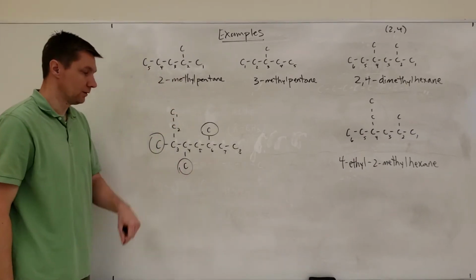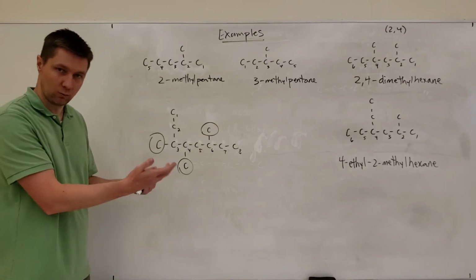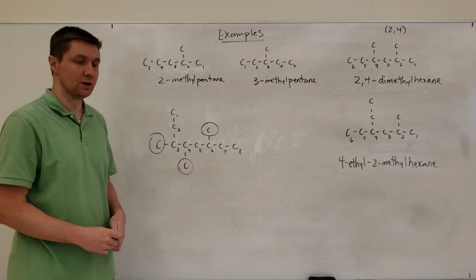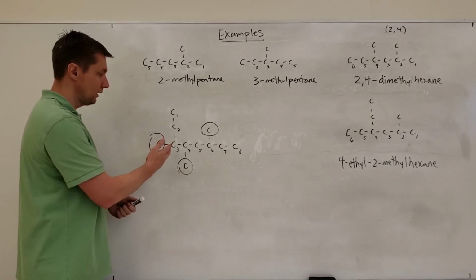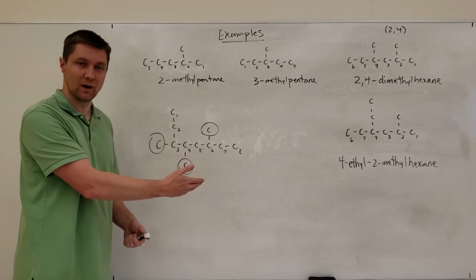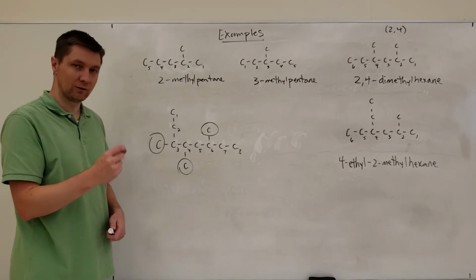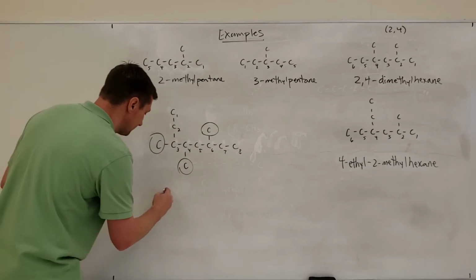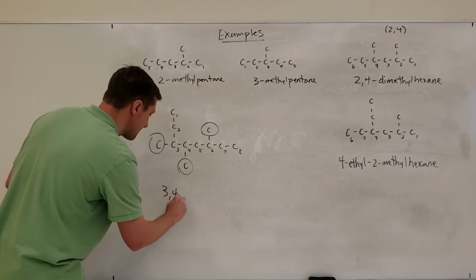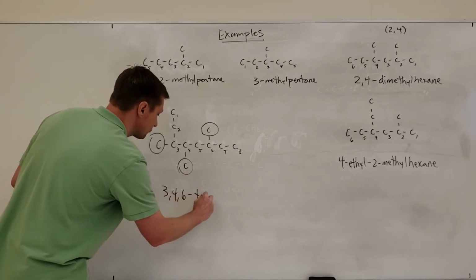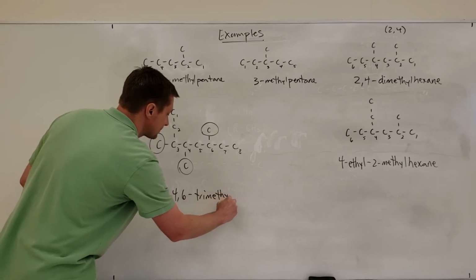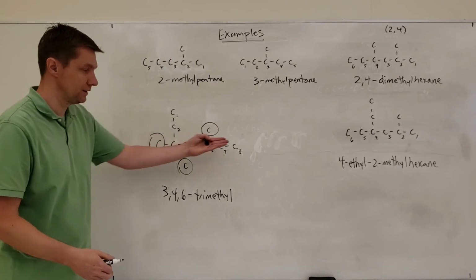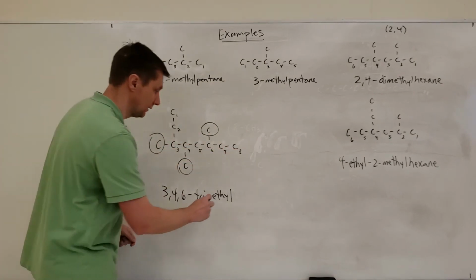Now I want to write the name of this. So you can see I've got 3 methyl branches. So instead of, again, going 3-methyl, 4-methyl, 6-methyl, I'm just going to go 3,4,6-trimethyl. And then I write the name of the parent chain at the very end. The parent chain is 8 long, so this is octane.